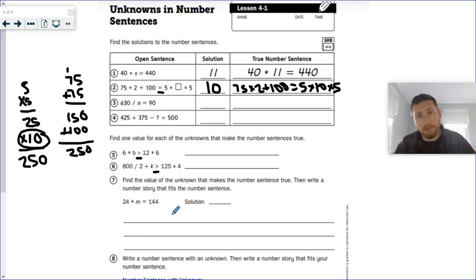Okay. And then finally, 7 and 8, like I said before, in 7, they give you the problem. You have to find the solution and give me a story with it. And then number 8, they don't give you a problem. You have to come up with it by yourself, and then you create a story to go along with it.